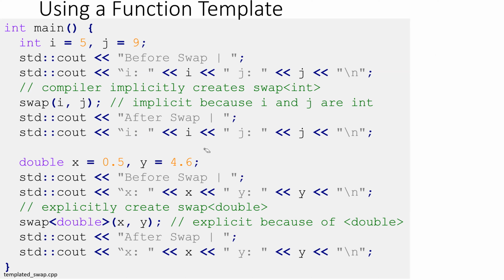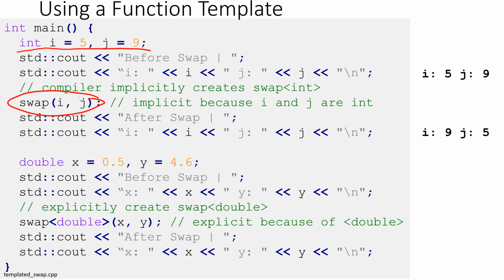Using it's really easy. In fact, you've been using function templates that are part of the standard library already in ece294. You just didn't know it. So here's a little main function. I declare a couple integers, i and j, and print them out. They're 5 and 9. I call swap, and it's going to swap them. If I print them out after that, they're reversed.